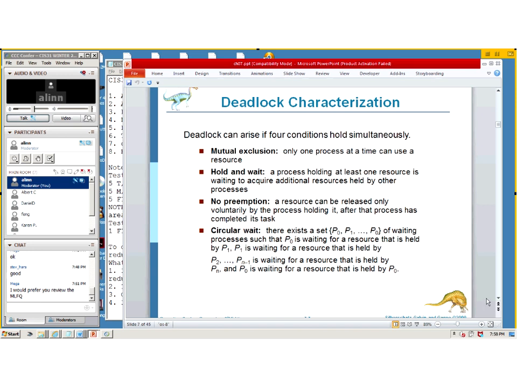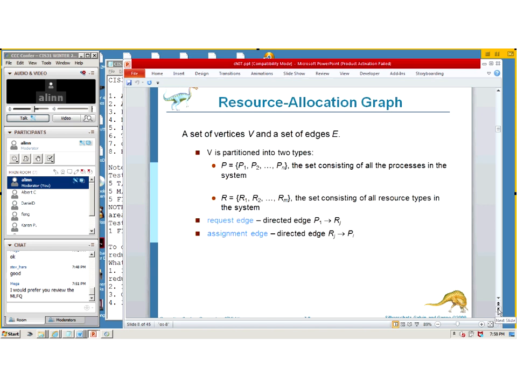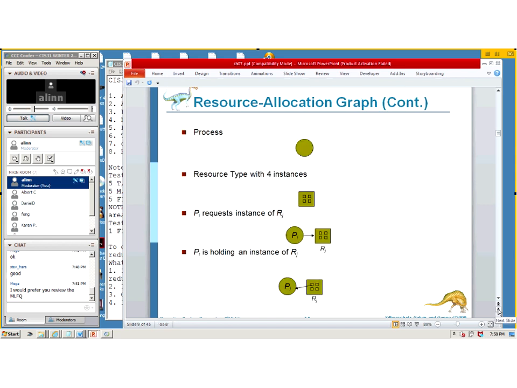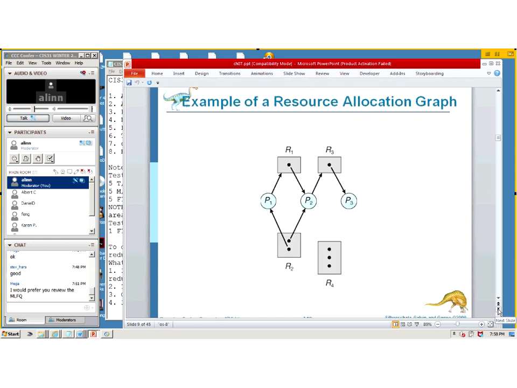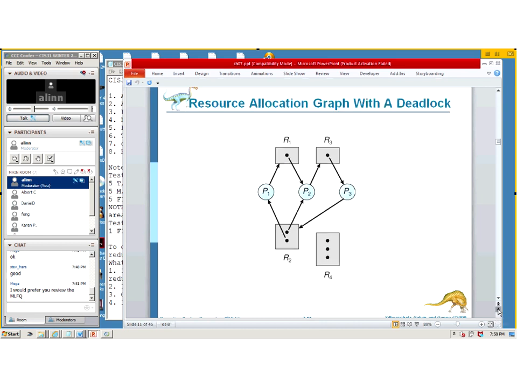And that's the next topic. Make sure that that's the next topic. I'm going to come back to the resource allocation graph. I'm going to use it differently. So I'm going to come back to this concept.